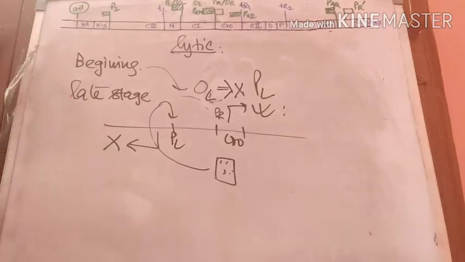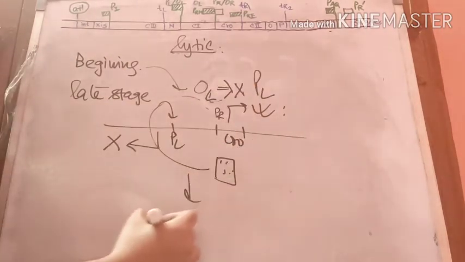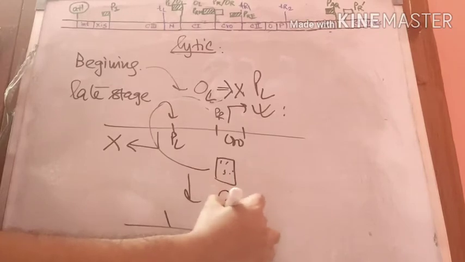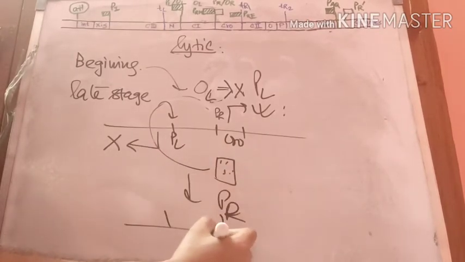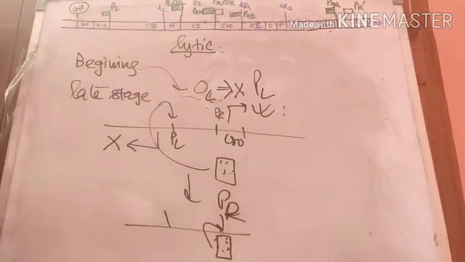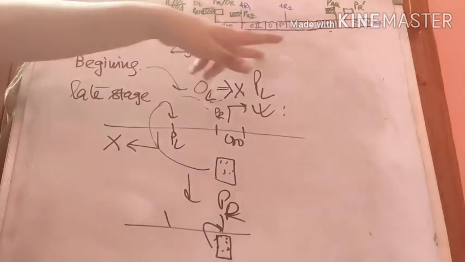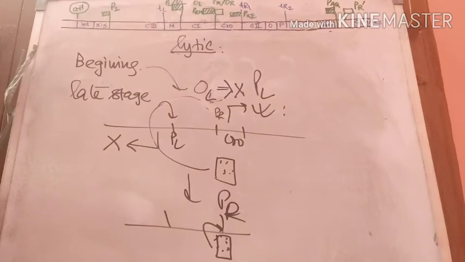Okay, fine. Next, it binds to this OR as well. It binds here. So now, both the OR and OL are occupied by the CRO binding. So CRO has bound all the operators, and PR and PL both are blocked from transcription. So no transcription towards rightward or leftward. But OPQ are already transcribed, followed by the translation process.